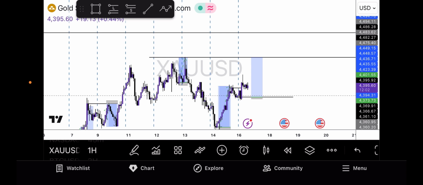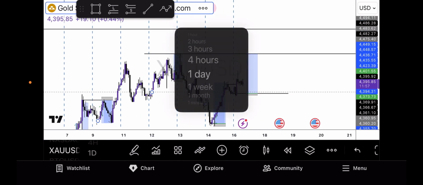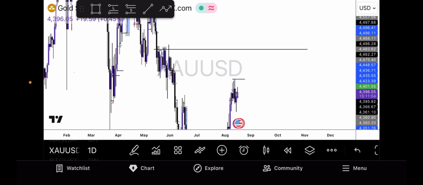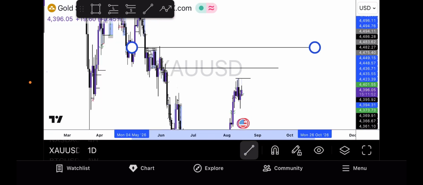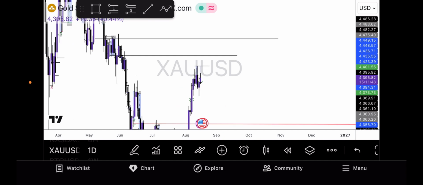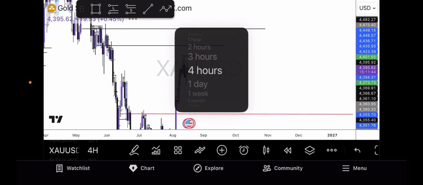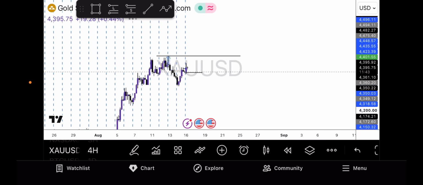If you want to be greedy, I can target this place. Let me go back to the daily time frame. You see, the market may probably react from here also. So for me, I'm okay, and you see another one here, but I'm okay with this one. The nearest high is okay for me.